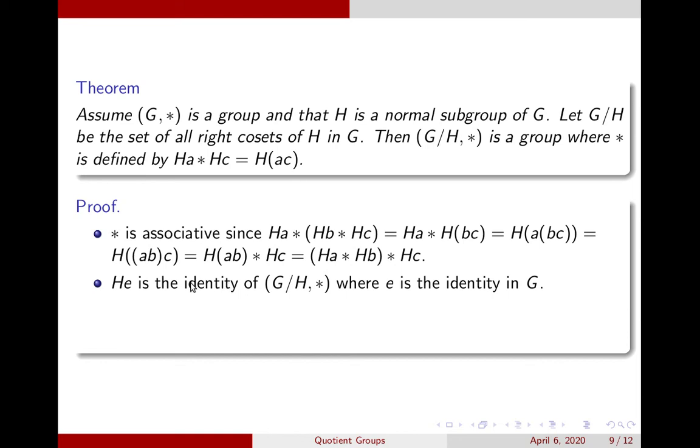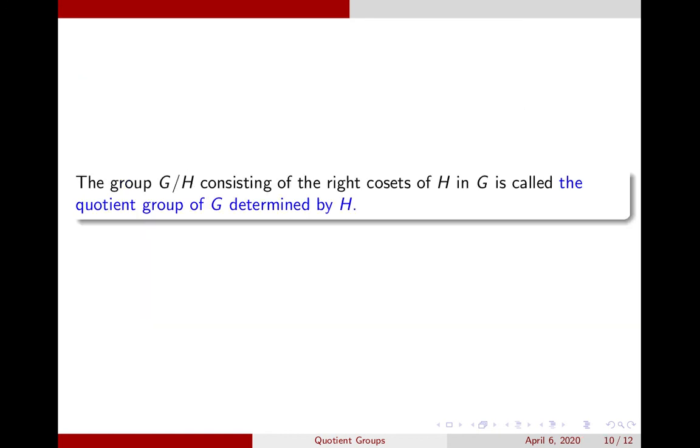The identity in the group G over H, with star, is the right coset determined by the identity of G. And the inverse of an element, H times a, is the right coset determined by a inverse. So those are all easy things to show. Okay, the group G over H, consisting of the right cosets of H in G, is called the quotient group of G determined by H.